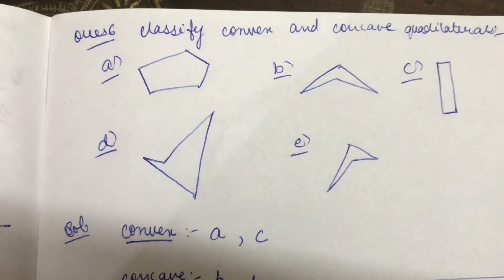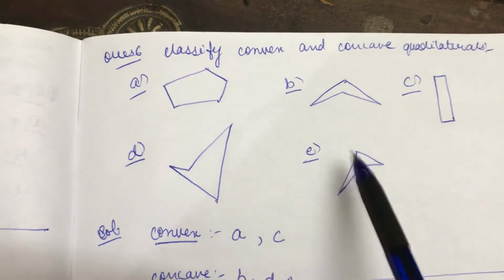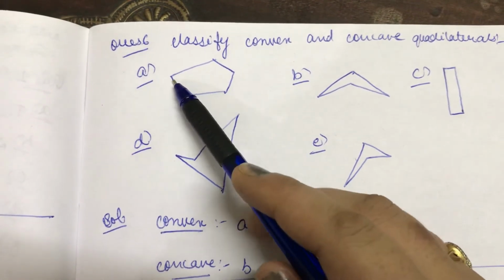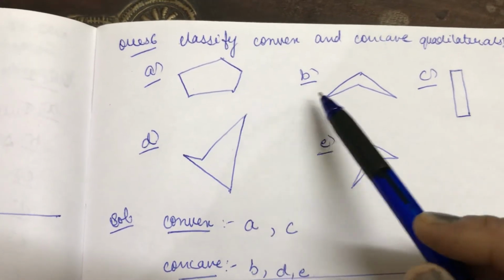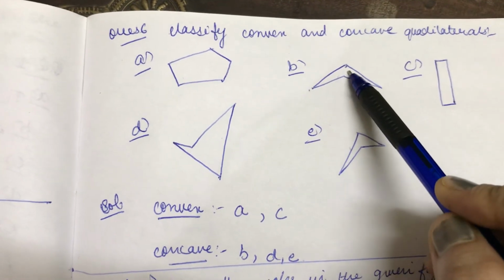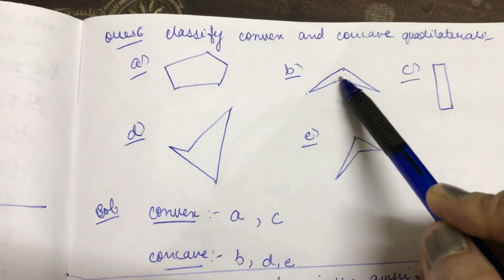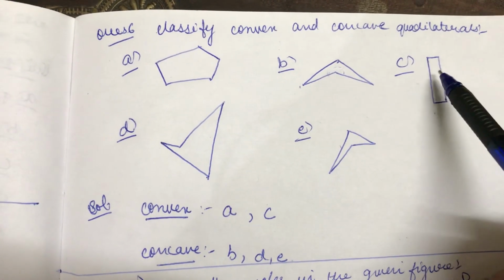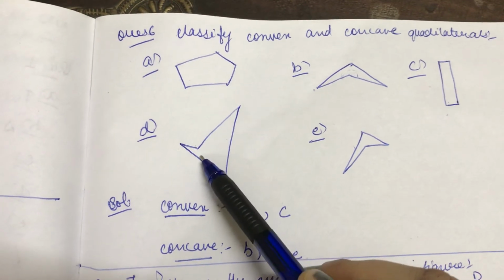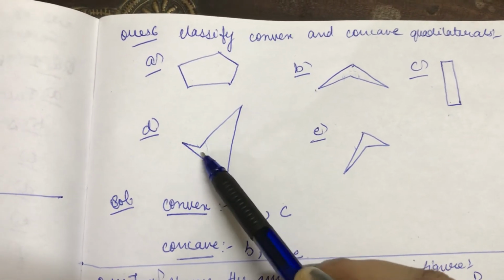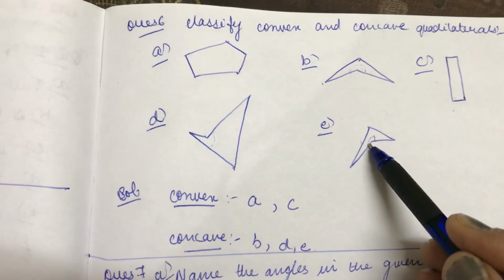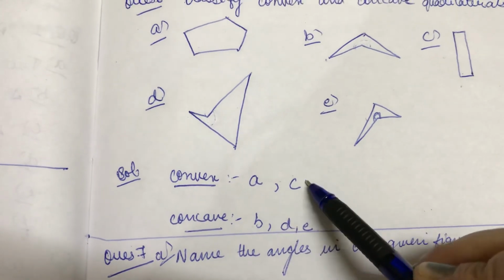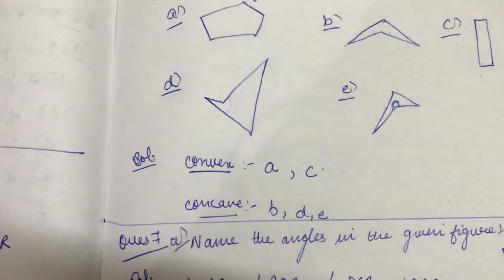Next question is, classify as concave and convex quadrilaterals. We have 5 figures here. Now in the first figure, clearly it is a convex quadrilateral because all the angles are less than 180. B part, clearly this angle is more than 180, so this is a concave quadrilateral. C part, all the angles measure less than 180, so it is a convex quadrilateral. In the D part, this angle is greater than 180, so this is a concave quadrilateral. E part, here this angle is also greater than 180, so it is also a concave quadrilateral. So convex are A and C and concave are B, D and E.